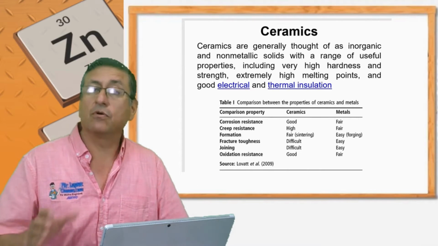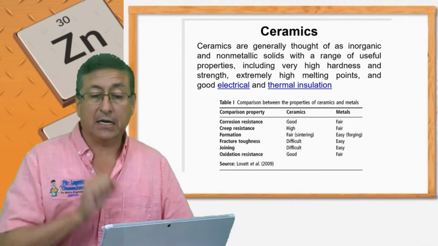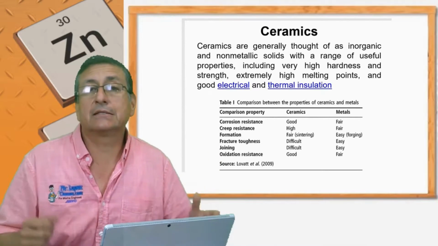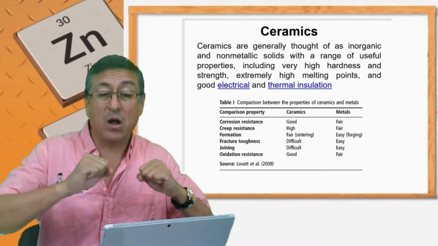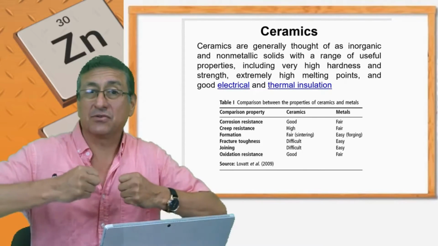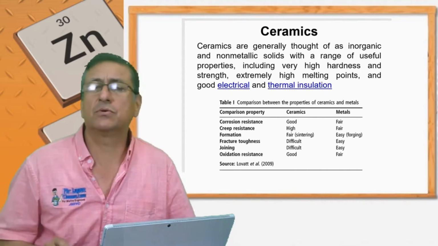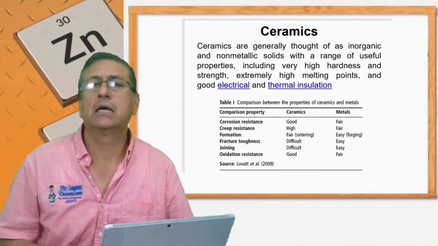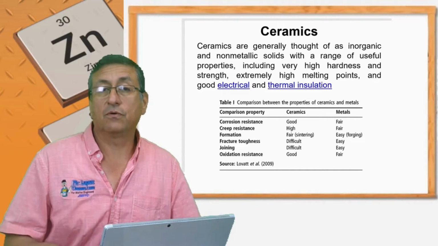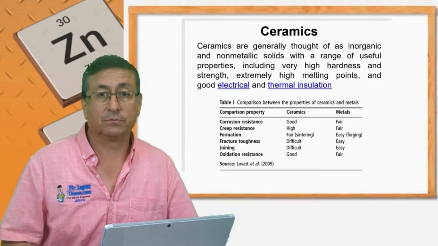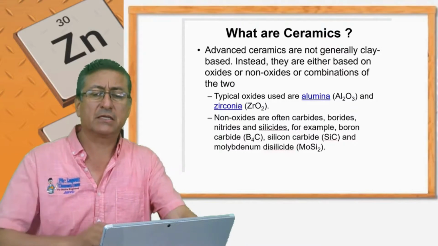Ceramics come from inorganic and organic materials, and they have excellent properties. They are very hard, with high strength. They support higher temperature, the melting point is very high, and of course they are the best insulators for electricity and temperature. Okay, ceramics. What is the meaning of ceramics?